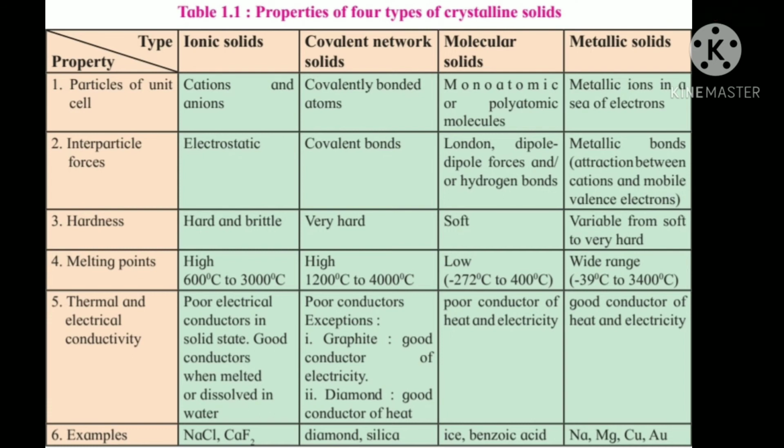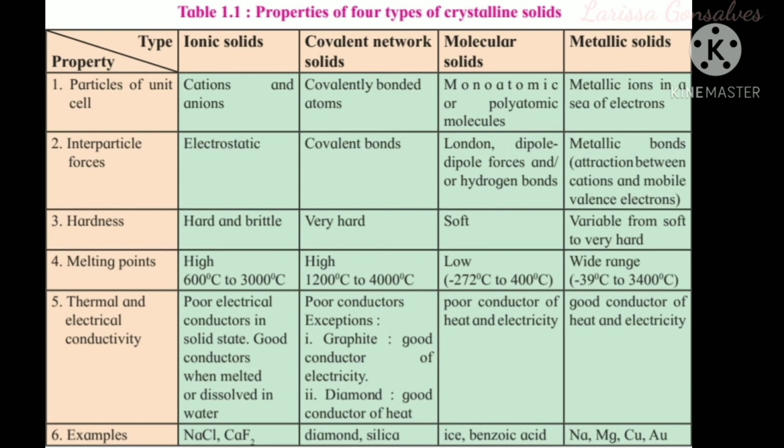Second property is the interparticle forces, that is the force that exists between the two particles, that might be the atoms or ions. So for ionic solid it is electrostatic force of attraction. In covalent network solid it is covalent bond. In molecular solids we have the London dispersion forces, the dipole-dipole forces and hydrogen bonds. In metallic solids we have the metallic bonds. Next property is regarding hardness. So ionic solids, they are hard and brittle. Covalent network solids are very hard. Molecular solids are soft, and metallic solids, they are soft and also hard.